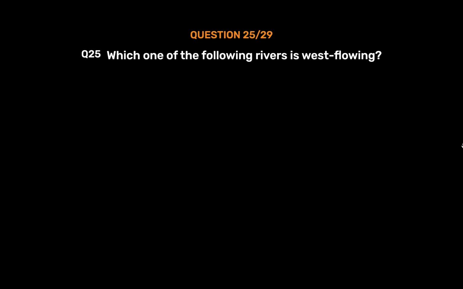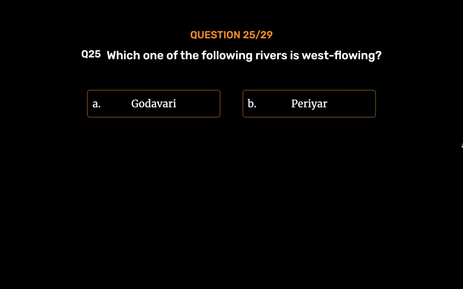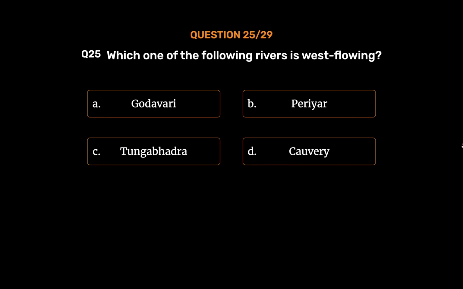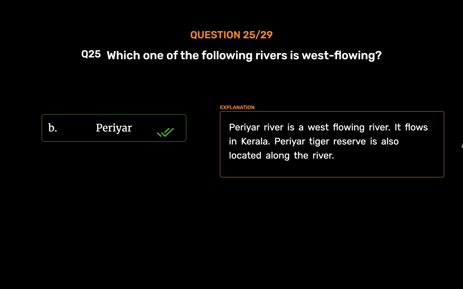Question number 25. Which one of the following rivers is west flowing? Option A. Godavari. Option B. Periyar. Option C. Tungabhadra. Option D. Kaveri. The correct answer is Option B. Periyar. Periyar River is a west-flowing river. It flows in Kerala. Periyar Tiger Reserve is also located along the river.